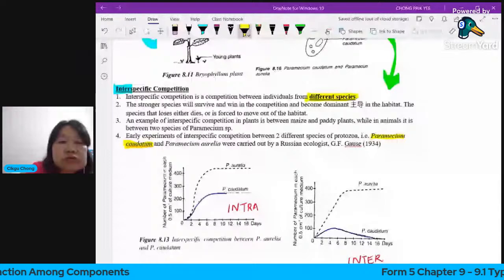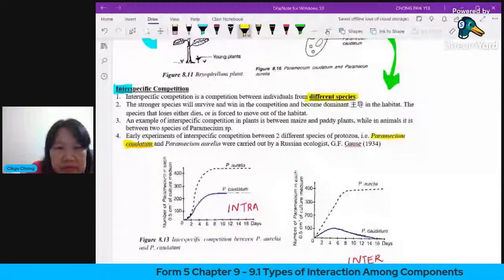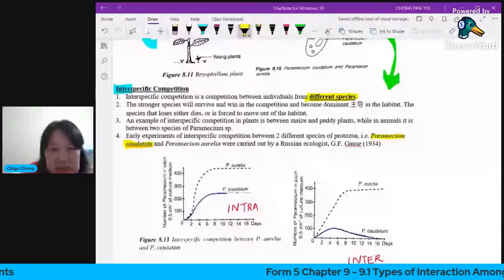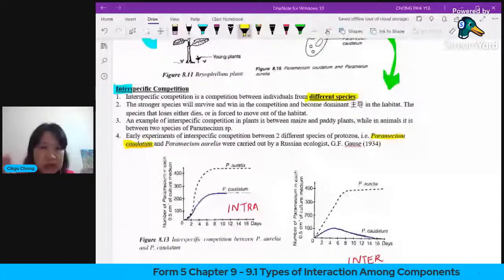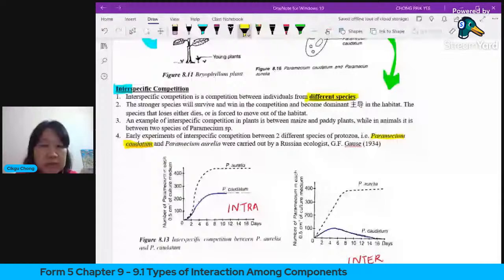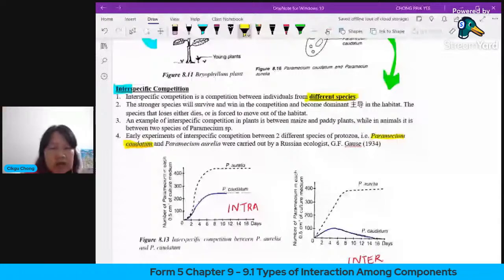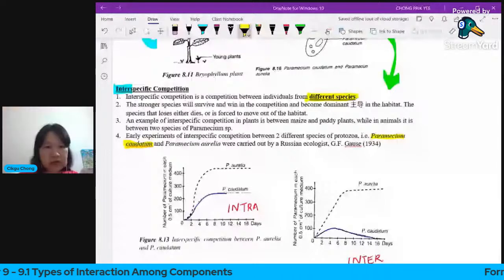So there's one place here. This is only Paramecium aurelia grown by itself, right? And then there's another one. They just grow as Paramecium caudatum. So this is called Paramecium aurelia fighting with Paramecium aurelia, Paramecium caudatum fighting with Paramecium caudatum. So they're actually fighting among themselves. So this is called intraspecific competition. Okay, Paramecium aurelia in one medium, then another one separately in another one. So these are called cultured separately.